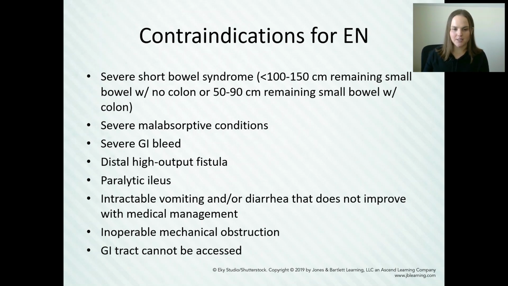Other contraindications would be intractable vomiting or diarrhea that doesn't improve with medical management. Those would be contraindications for enteral nutrition. If a patient is vomiting a ton, they can actually vomit out the feeding tube as well, and it won't be effective. And then obviously if they have severe diarrhea and we're putting a formula in and medicine isn't helping with the diarrhea, then parenteral is probably a better option. If they have a mechanical obstruction or their GI tract can't be accessed, then we're not going to use enteral nutrition either.